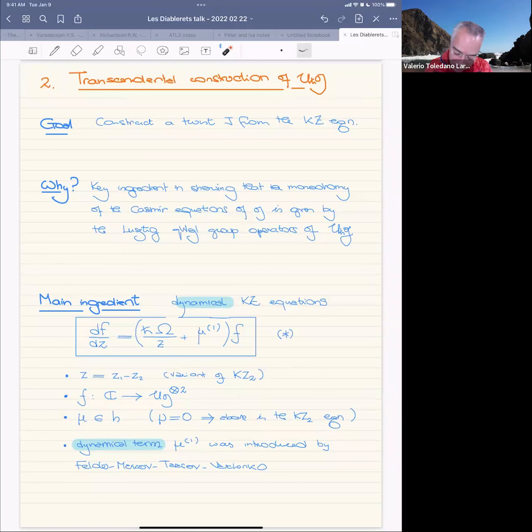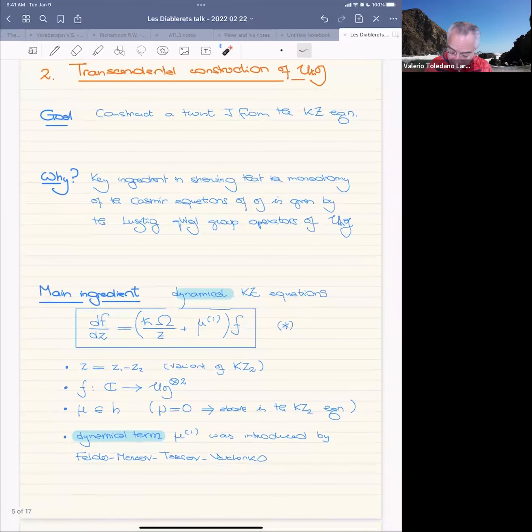But maybe a bit more seriously, this construction that I will explain is a key ingredient in showing a different result, which is that the monodromy of another connection, namely the Casimir equations for G, is given by the quantum Weyl group operators of this quantum group. So to prove that, which is something I proved some years ago, you need a better comparison of the quantum group and the enveloping algebra. And this better comparison comes from this purely transcendental twist.